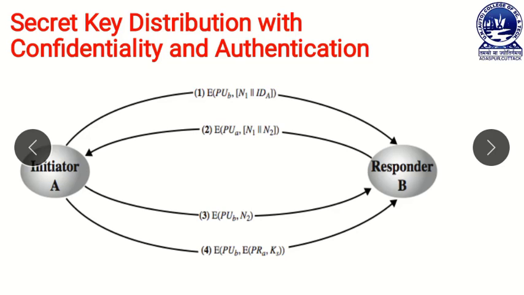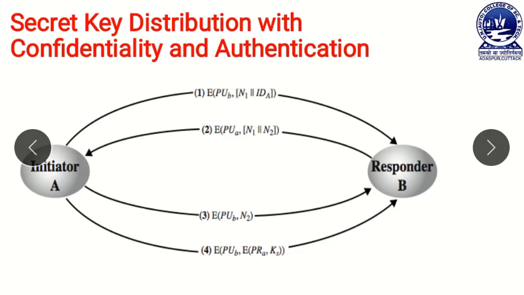Now look at the secret key distribution with confidentiality and authentication. Now look at this figure. In this figure, this is the initiator A and this is the responder B. That means the initiator A wants to communicate with the responder B. In the first step, the initiator A uses B's public key, the responder's public key, that is PUB, to encrypt a message that contains the unique identifier N1 and the identity of initiator A.